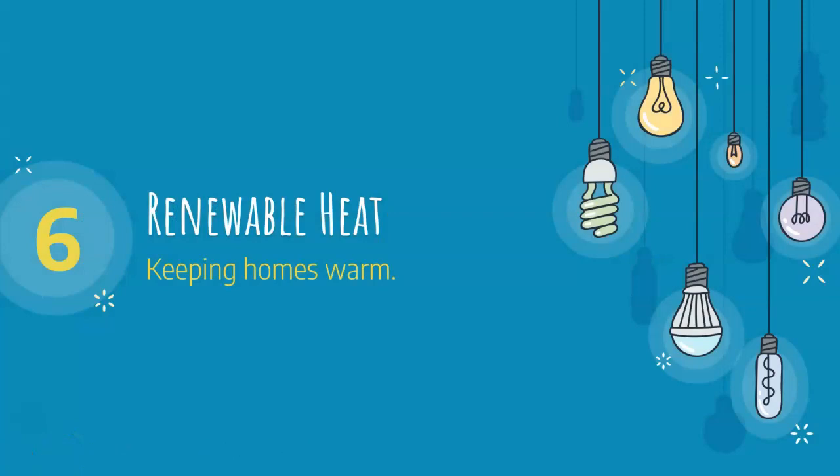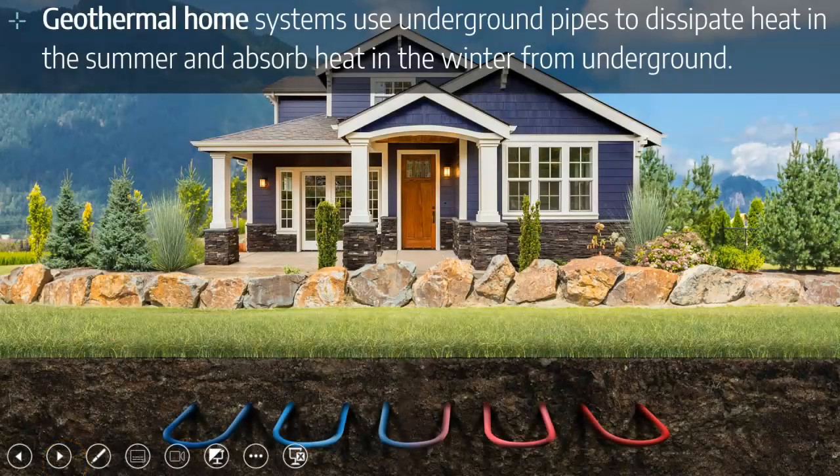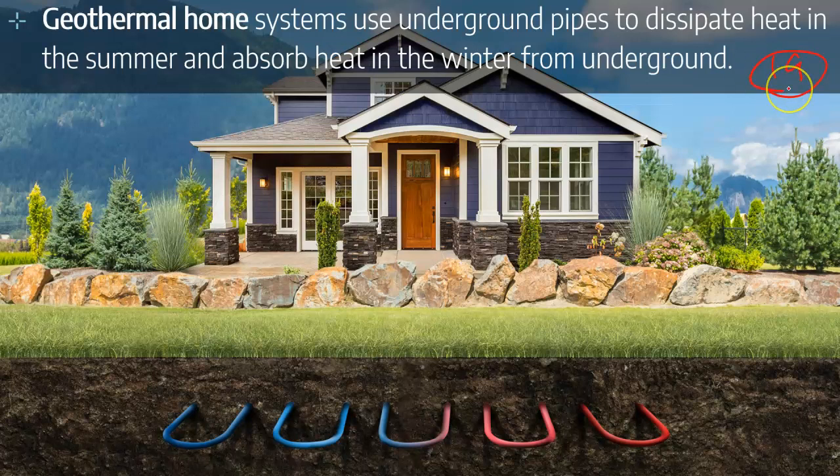Okay, let's talk about renewable heat. This is a different type of geothermal energy, but it's called geothermal heat. Geothermal heat is basically, this is number 19, sorry, number 19. We use underground pipes to dissipate, this means lower, temperature in the summer, and then absorb heat in the winter from underground.